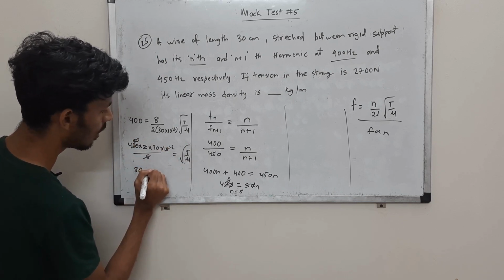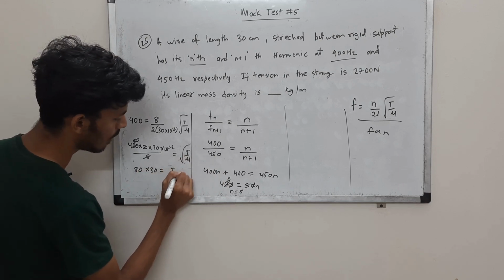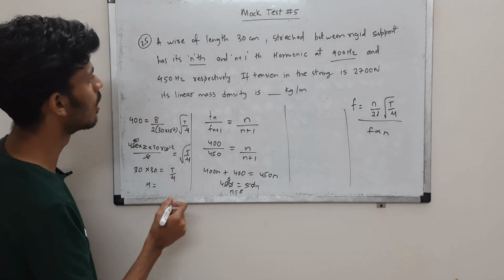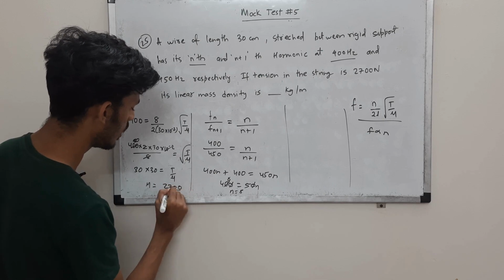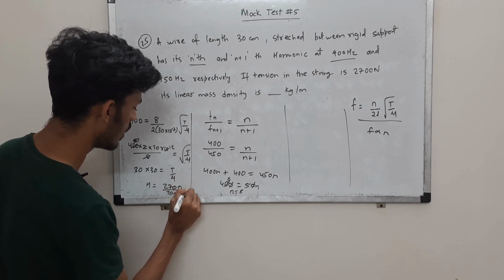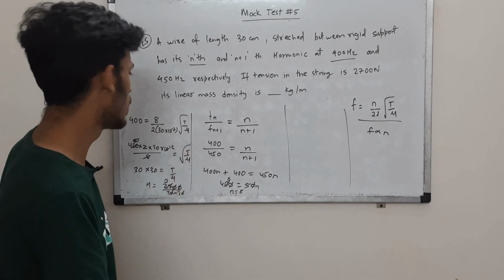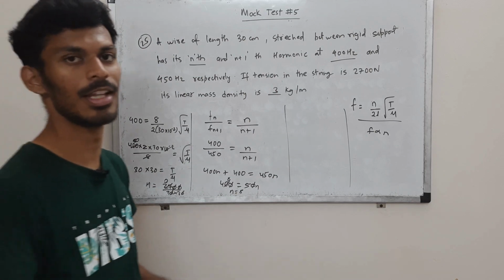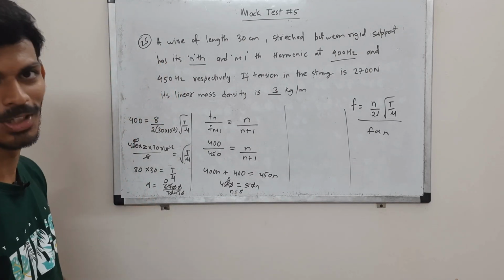So 30 we have, and we can square on both the sides. So 30 times 30 will become T by mu. So mu will be nothing but T by 30 square. T is 2700 divided by 30 times 30, right? 30, this will get cancelled. 9 3s are 27. So here mu is nothing but 3 kg per meter. That's our answer. Hope it was straightforward, and over to the next question.